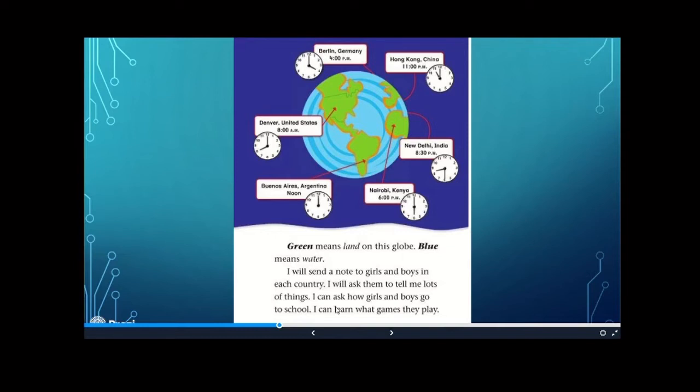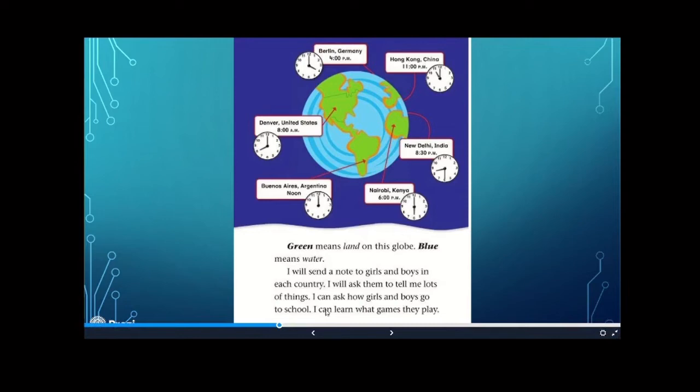And as you can see here, on page 263, what does green and blue represent on the globe? And what do you see on the diagram that is not explained in the text? Let's find out. Green means land on this globe. Blue means water. I will send a note to girls and boys in each country. I will ask them to tell me lots of things. I can ask how girls and boys go to school, and I can learn what games they play.